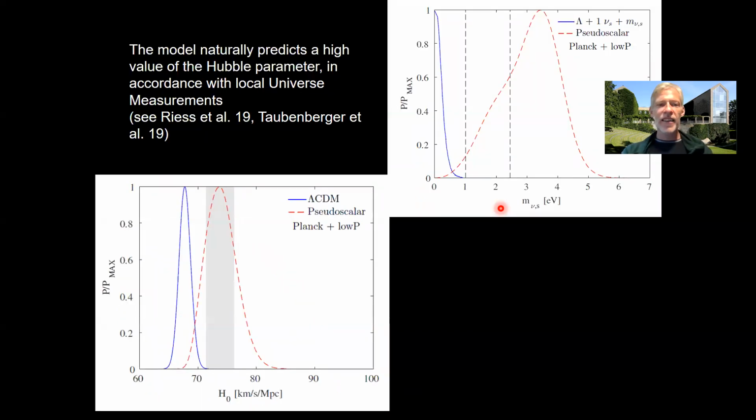And intriguingly, and something that is perhaps worth taking note of, is that this particular model's best fit Hubble parameter is right in the range where it's measured to be by local observations. So it's something like 73 to 74, which of course doesn't mean the model is true, it's just an intriguing observation.